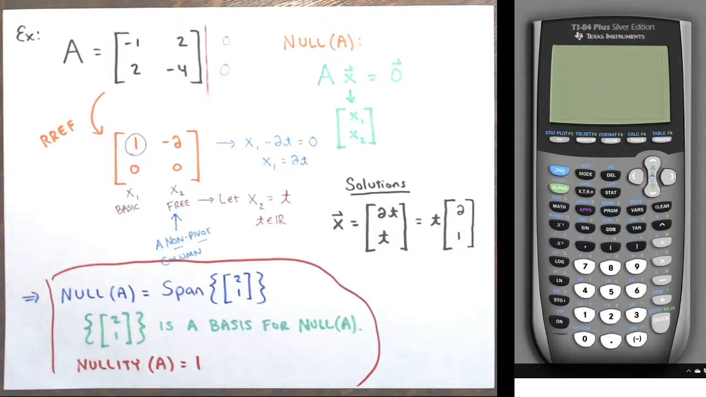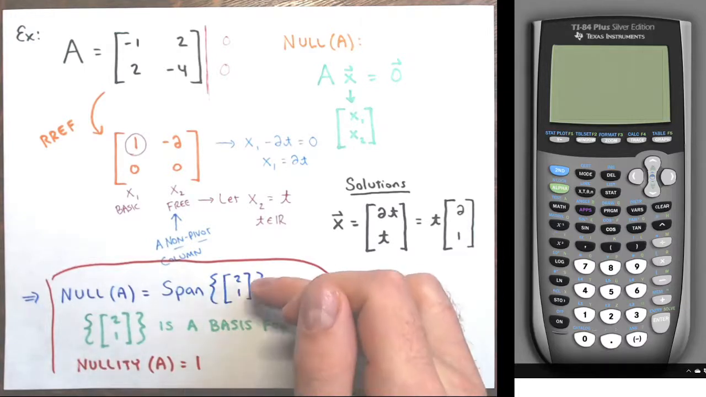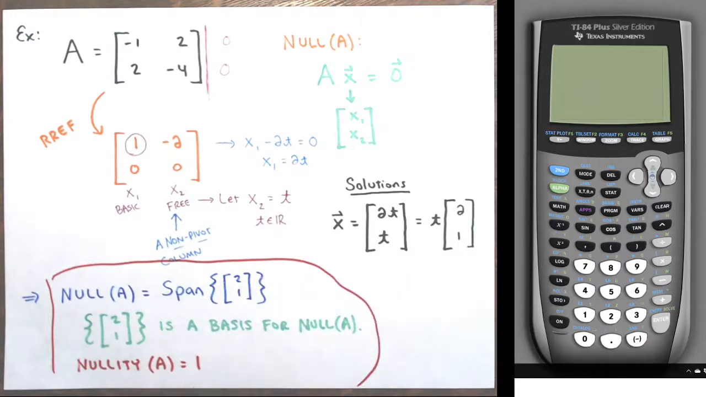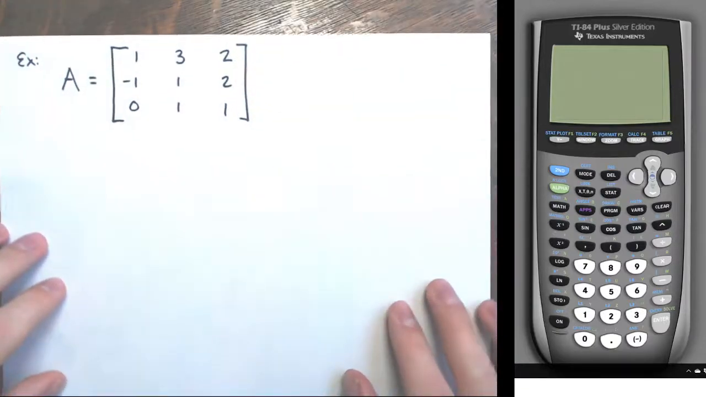Great. All right, so I've got one more example where I'm doing all three of these things, finding the null space, a basis, and the nullity. And then for the last several examples, I'll just do a shortcut to find the nullity.